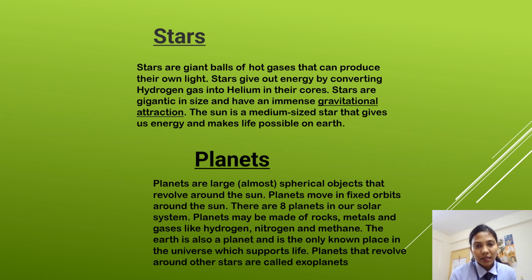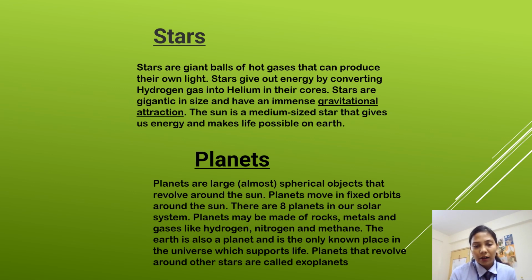A star is a giant ball of hot gases that can produce its own light. Okay, and the sun is a medium-sized star that gives energy to make life possible on the Earth. So, and next is a planet.